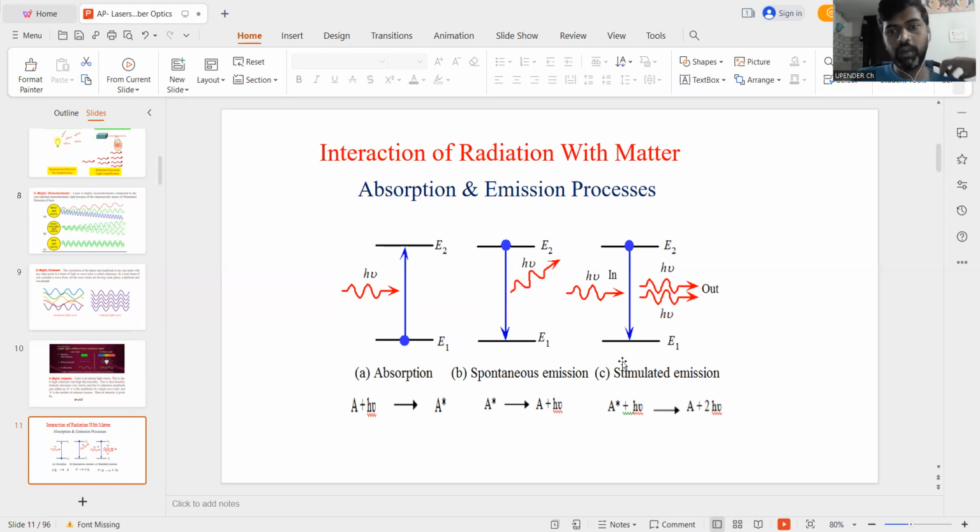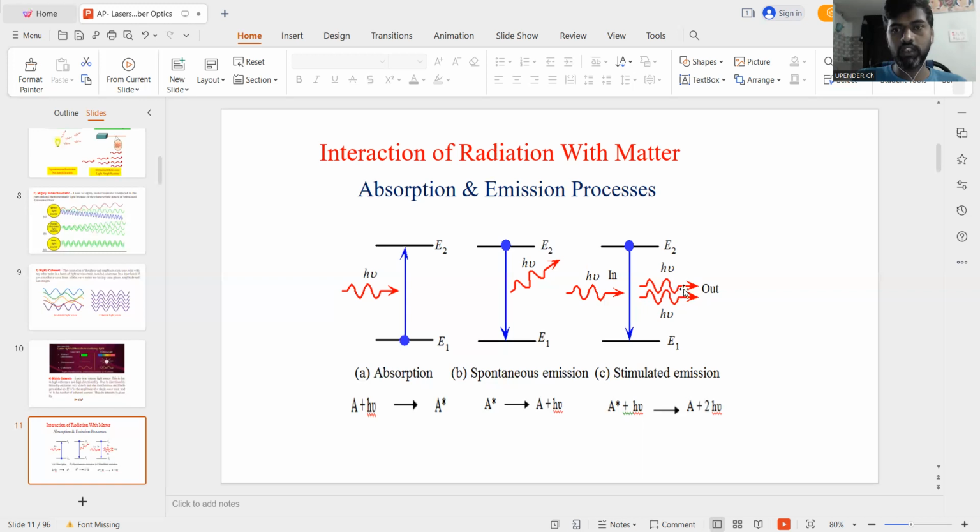Next one is the stimulated emission process. In the case of stimulated emission, one photon hits one atom in the excited state and releases a total of two photons. One is the induced photon, and the other is the absorbed photon, so two photons are released at a time from the atom, which satisfy the coherence condition. Coherence condition means same amplitude, same wavelength, and constant or zero phase difference.